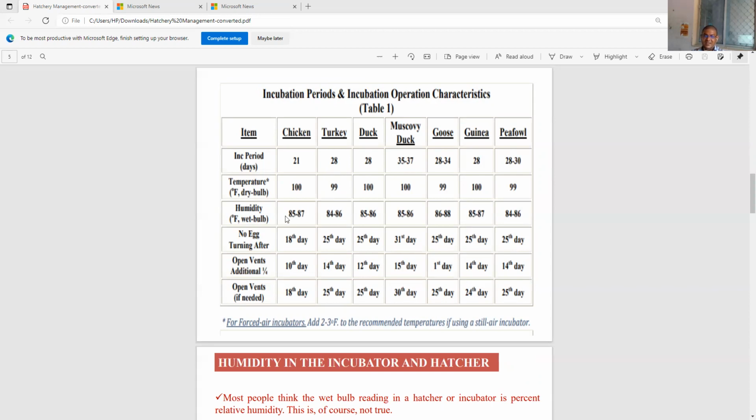Humidity also changes slightly. That is 85 to 87 for chicken and guinea fowl, 84 to 86 for turkey and peafowl, 85 to 86 for duck and Muscovy duck, and 86 to 88 for goose.